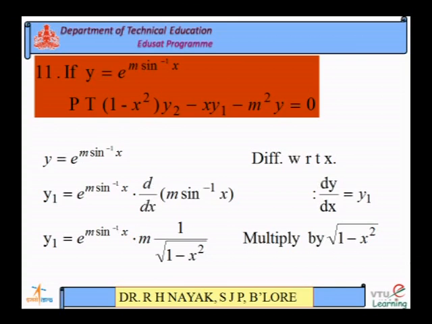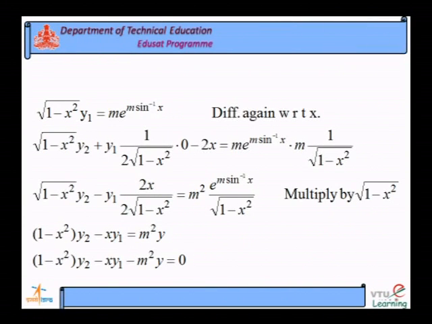Keep m as it is, write the derivative of sin inverse. The derivative of sin inverse is what? 1 by root of 1 minus x square. We have to keep it as it is. At this stage, we have to multiply with root of 1 minus x square. When you multiply with root of 1 minus x square, what happens? It will become root of 1 minus x square into y1 is equal to m e to the power of m sin inverse x. Further differentiate with respect to x on both sides.